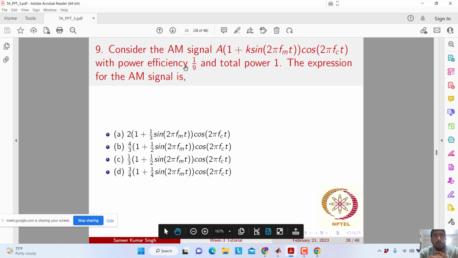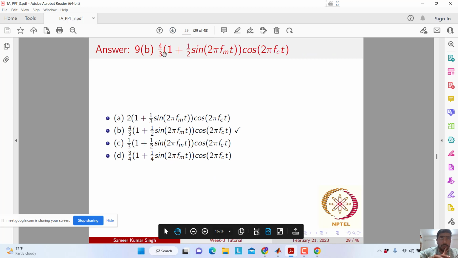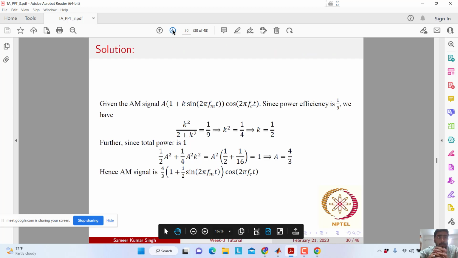Okay, actually power efficiency is given. From there we can get the modulation index K. By using the modulation index and total power, we can get the A. We can calculate the value of A. Okay, so answer will be B part. So please focus there. That is the solution.